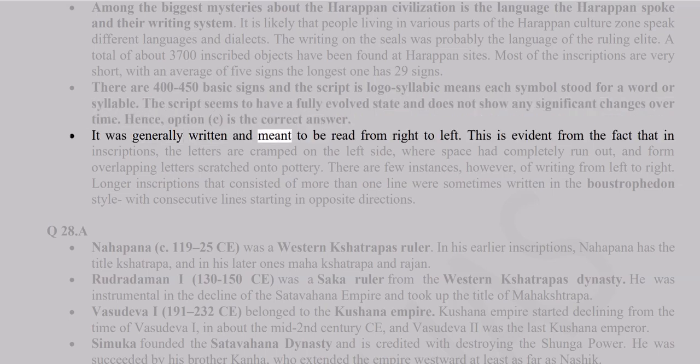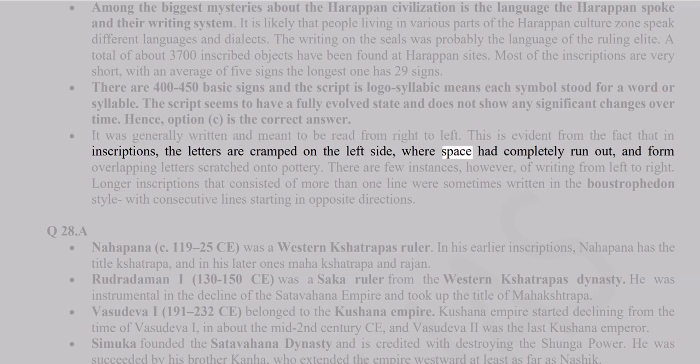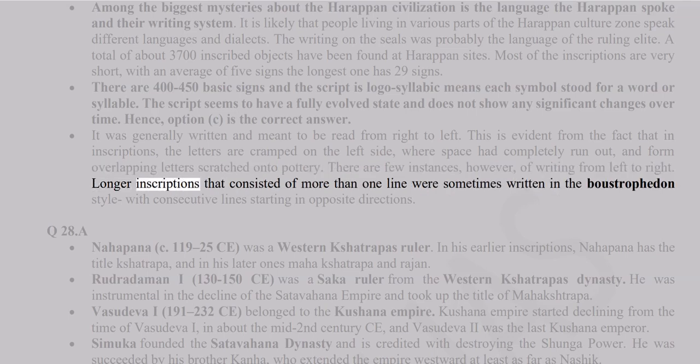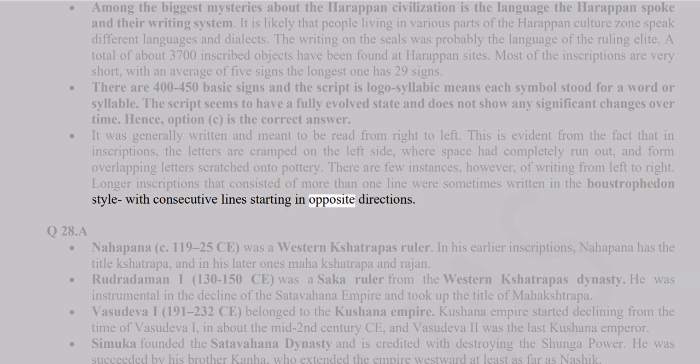It was generally written and meant to be read from right to left. This is evident from the fact that in inscriptions, the letters are cramped on the left side, where space had completely run out, and form overlapping letters scratched onto pottery. There are few instances, however, of writing from left to right. Longer inscriptions that consisted of more than one line were sometimes written in the Boustrophedon style, with consecutive lines starting in opposite directions.